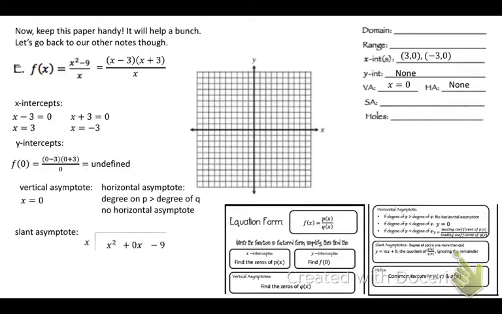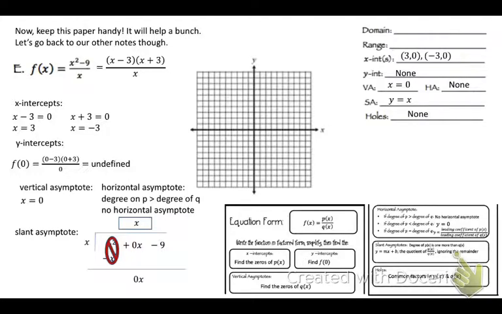So I'm going to divide, and I have to put the 0x in there because you have to have a placeholder, okay? So x squared divided by x is x. X times x is x squared. Subtract. Those cancel. Bring down the 0x. 0x divided by x is just 0. So my equation is y equals x. Okay? And there are no holes.